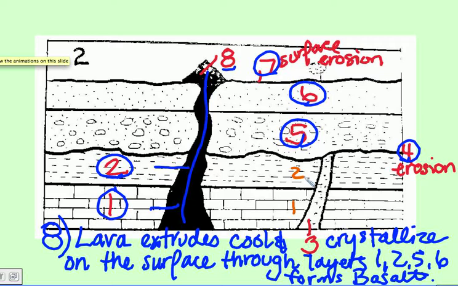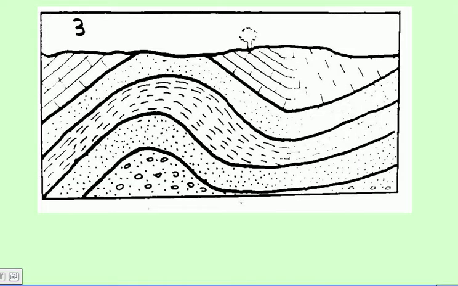Feel free to pause the video at any time, work through your history, then pick back up when you're ready. Looking at cross-section number 3, the directions tell me that I have 7 events I need to fit in, layers and events. We should notice first there's one pretty big event happening in this picture, and that is folding. So I've got to make sure I add that in to my history.